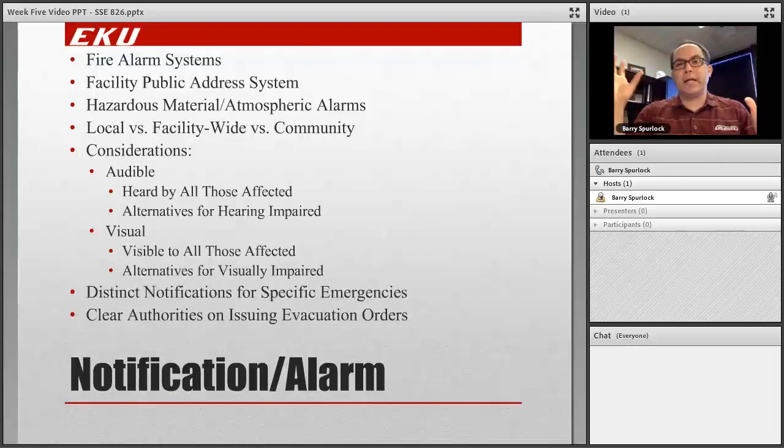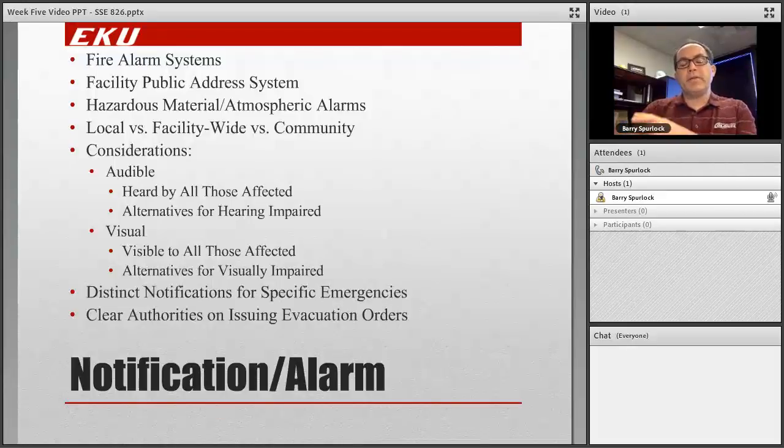And many times there's a light and an audible alarm, and it's just linked to that building. Maybe that's sufficient in some cases, maybe not. You have to look at your situation and determine. That ties in closely to the next bullet, whether we have a local versus a facility-wide versus a community. Again, this is determined by the level of risk, but we want to make sure we assess the notification system.